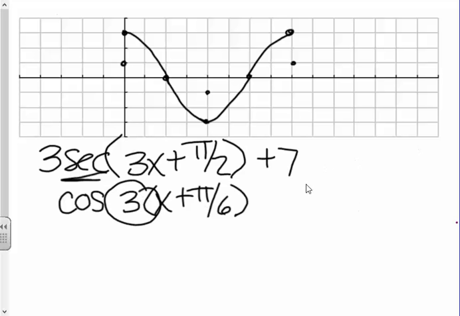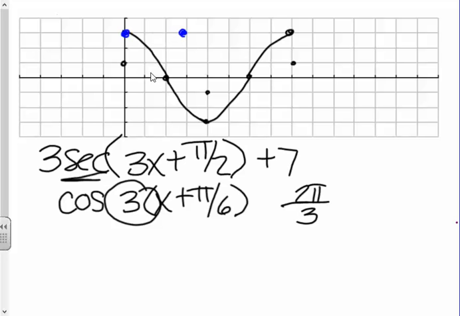Here is 3, so my period is going to be 2 pi over this 3 right here. So in other words, it's going to be 2 pi over 3. Now, if this is pi over 2, pi, 3 pi over 2, 2 pi, then 2 pi over 3 happens right about here. I'm going to be a little bit imprecise. On yours, you have some more flexibility with your graphs. But it says that my beginning point is going to be the same. My ending point is at about 2 pi over 3. That's right about here.